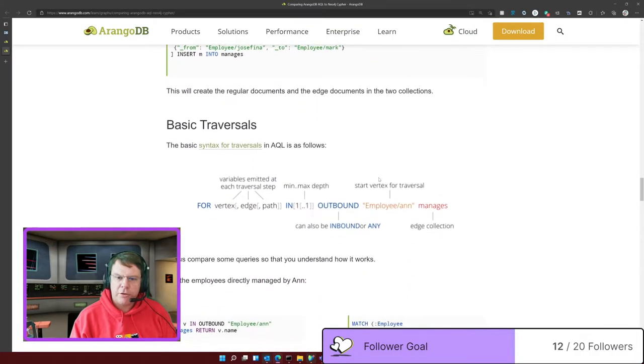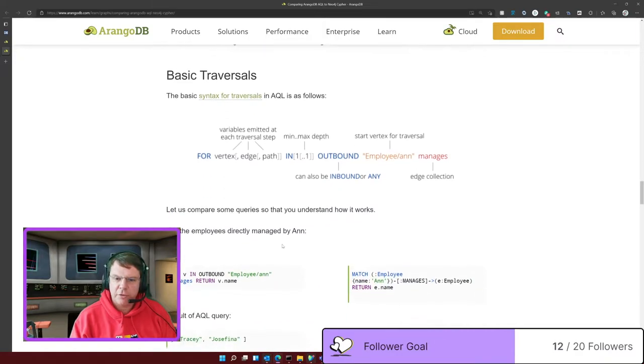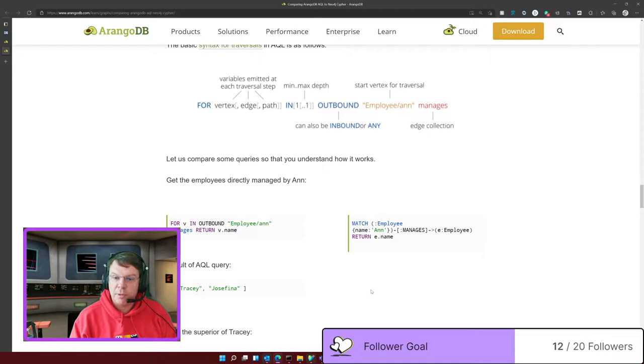So this is inserting data, and now they're going to show us how to traverse it. There's an overall syntax. Let me actually see the syntax. Okay, so I like this. They're showing me essentially the Cypher versus theirs. In Cypher, I would say match employee whose name is Anne, who manages another employee, and return that employee's name. So anyone managed by Anne. So here, let's see, for V in outbound, and I'm going to guess V is for vertex, in an outbound, so it's like the label is embedded in this string, employee, and then Anne is the name, I guess. And then manages is a relationship type. I see it.